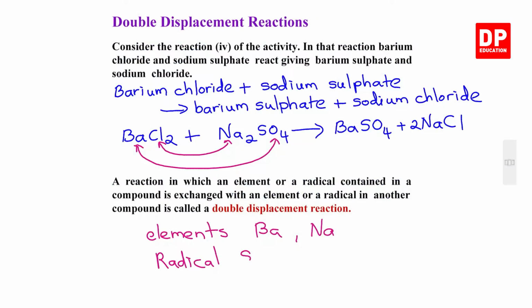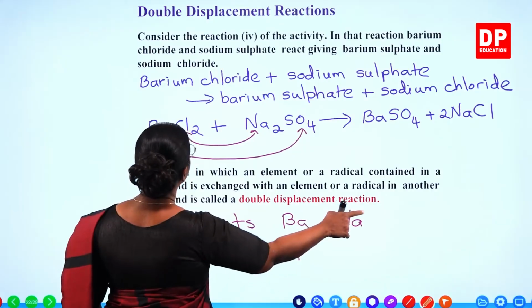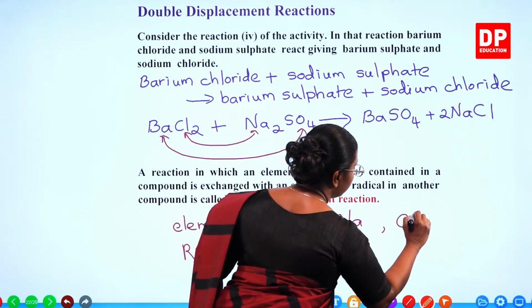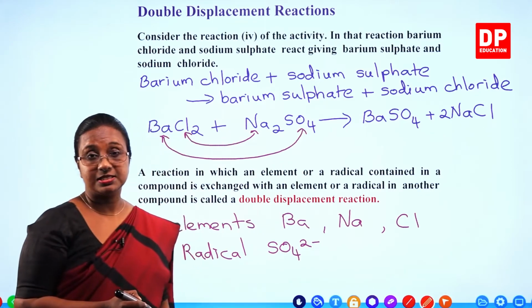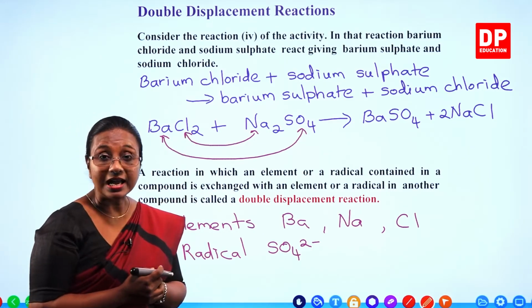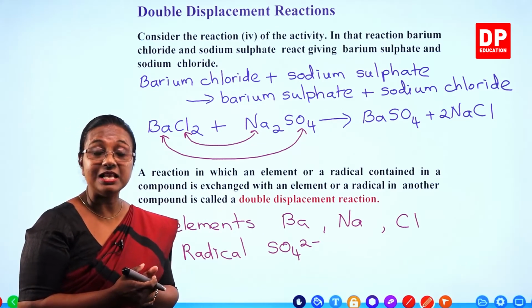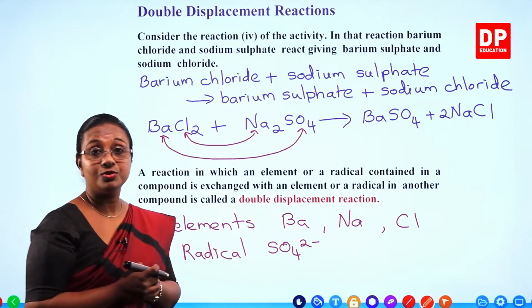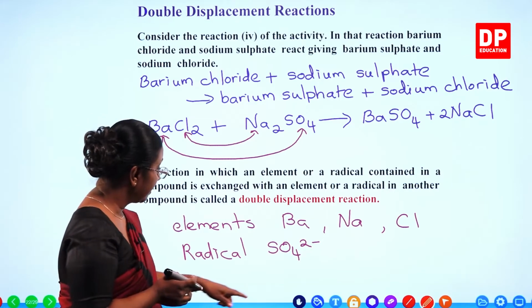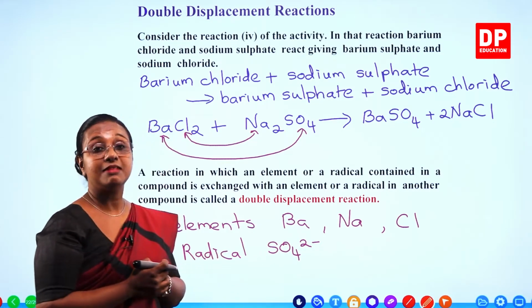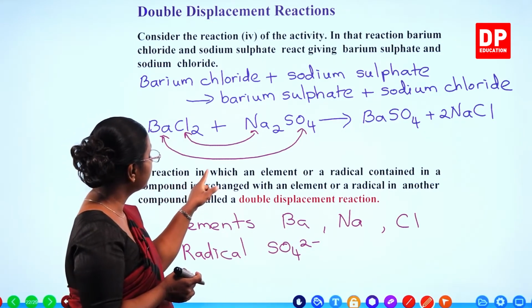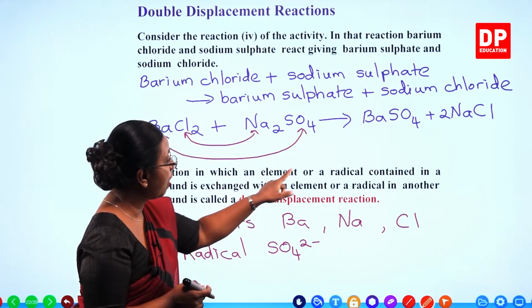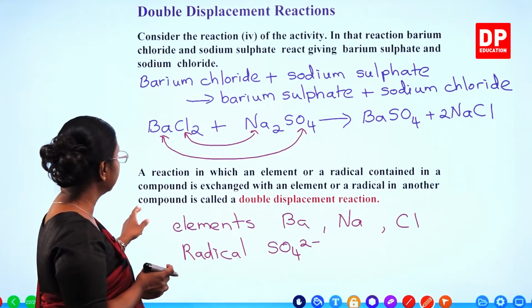Sulfate is a radical. SO4 2 minus. Barium, sodium and even chlorine, those are elements. Although we have chloride ion, but it is an element, ion of an element. So, barium, sodium and chlorine, all those are ions of elements. But sulfate is a radical. So, a reaction in which an element or a radical contained in a compound.